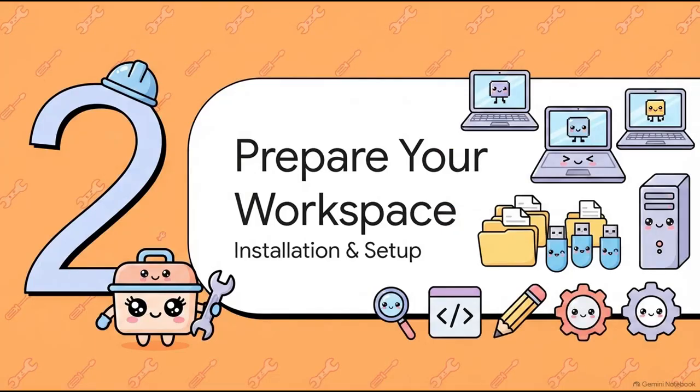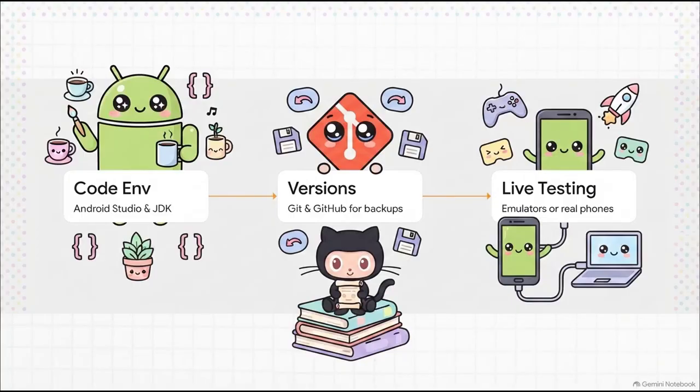Okay, moving right along to Module 2, preparing your workspace. Setting up your digital workbench correctly is your first real step, and you need to use industry-standard tools. You're going to start with Android Studio and the Java Development Kit, which is your main coding environment. But crucially, you also need Git and GitHub.